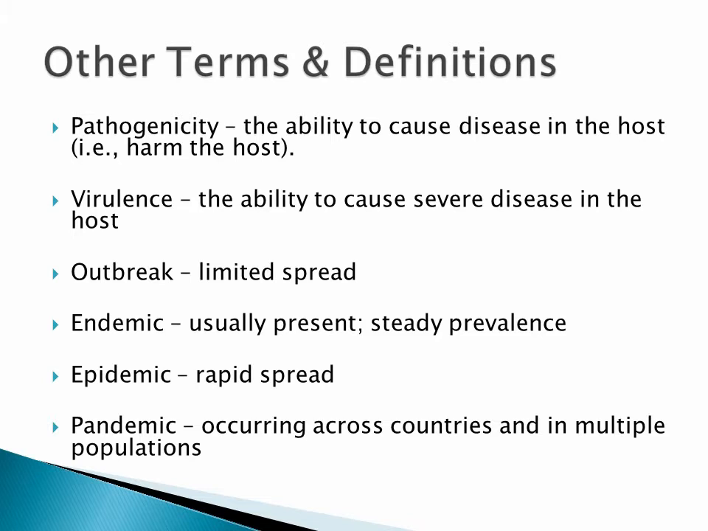Other terms and definitions: pathogenicity is defined as the ability to cause disease in the host, meaning it's harming the host. Virulence is the ability to cause severe disease in the host. Outbreak is defined as a limited spread, a small cluster.